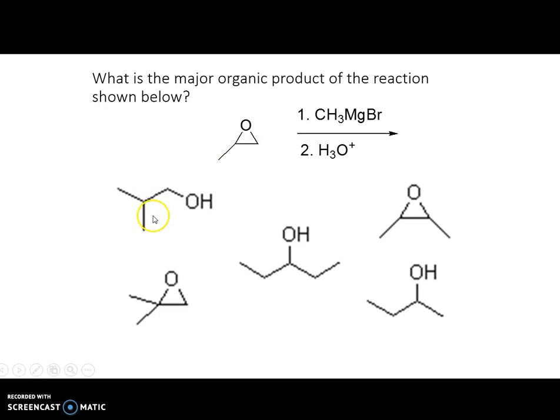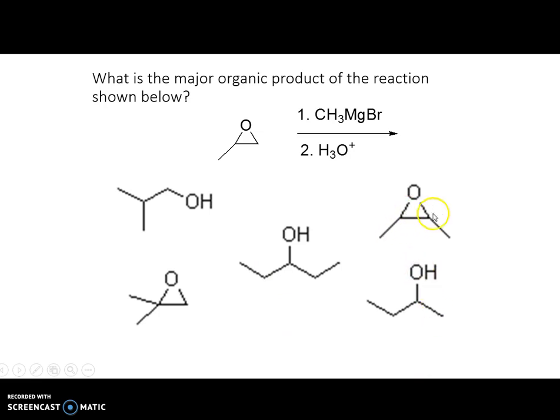This doesn't fit this. This would mean we had attack on the more hindered carbon. This doesn't make sense at all, because if you had attack on the more hindered carbon, the ring would open. Well, this wouldn't happen. There's too many carbons there. Okay? This is this carbon, and so you can only have 1 carbon on that chain. We got too many carbons.